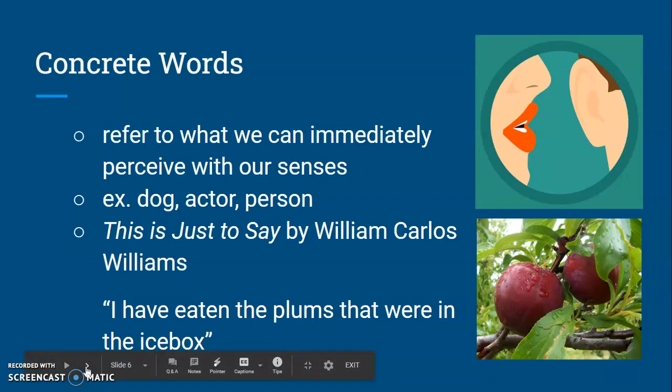So first, concrete diction. It refers to what we can immediately perceive with our senses. Some examples of words with concrete diction are dog, actor, and person. The poem This Is Just to Say by William Carlos Williams has the line, I have eaten the plums that were in the icebox, and this line is using concrete diction.